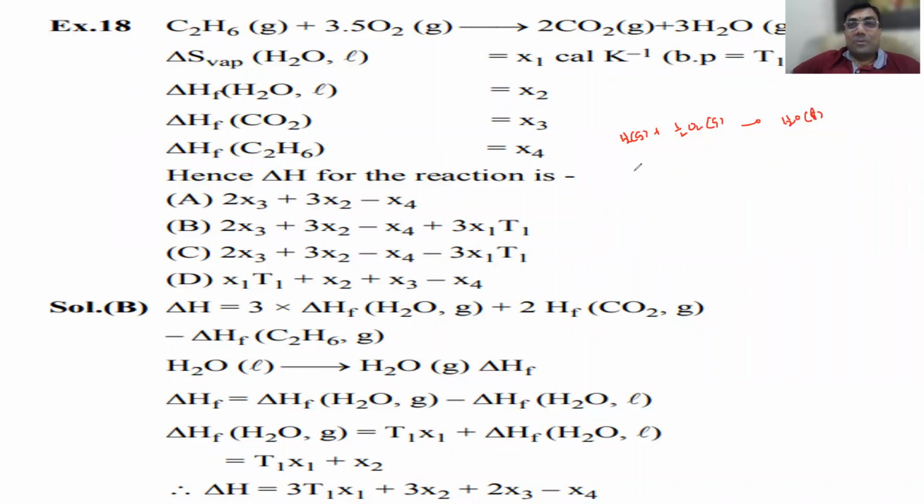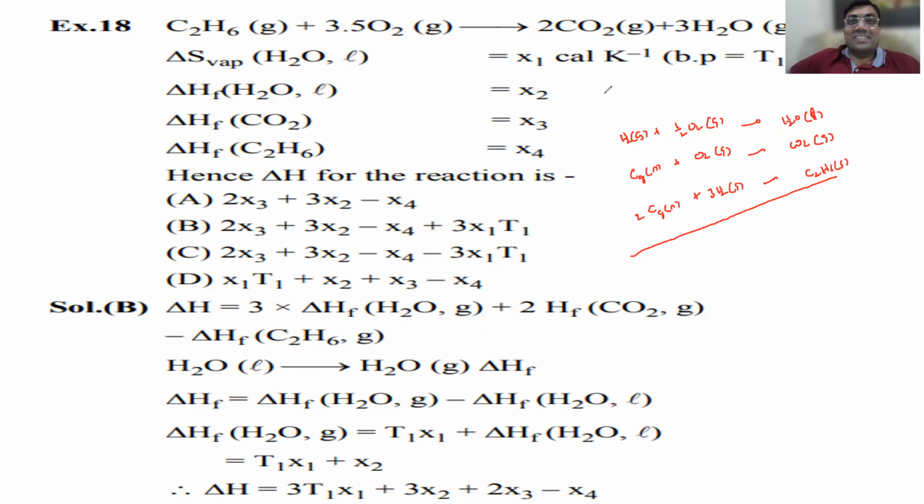Now, CO2: C graphite solid plus O2 gas gives CO2 gas. Next, help me. C2H6: 2C graphite solid plus 3H2 gas gives C2H6 gas. Agreed?